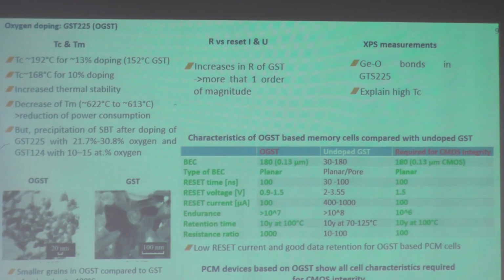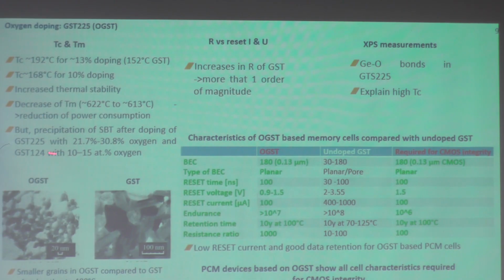Oxygen doping also increases the transition temperature, the crystallization temperature of amorphous GST. If you introduce like 30% of doping, you can increase it to 192. But if it's less, it's on average a little bit higher than pure GST. It also increases the overall thermal stability. It decreases a little bit the melting temperature, which will affect the power consumption.